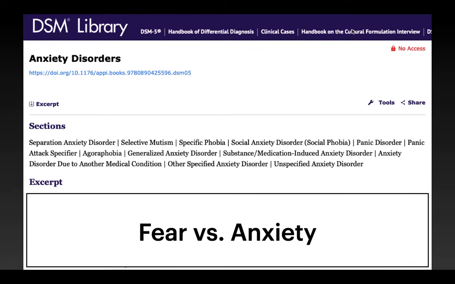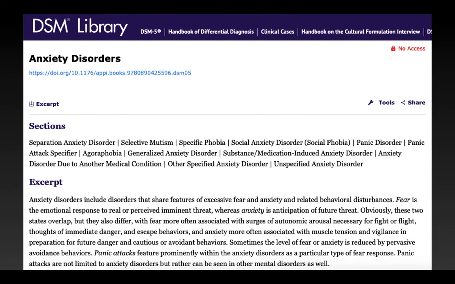Of course, again, we use it interchangeably, but according to the DSM, let's read the sentence together. Anxiety disorders include disorders that share features of excessive fear and anxiety and related behavioral disturbances. Fear is the emotional response to real or perceived imminent threat, whereas anxiety is the anticipation of future threat. Obviously, these two states overlap, but they also differ, with fear more associated with surges of autonomic arousal necessary for fight or flight, thoughts of immediate danger and escape behaviors, and anxiety more often associated with muscle tension and vigilance in preparation for future danger and cautious or avoidant behaviors, and so on and so forth.